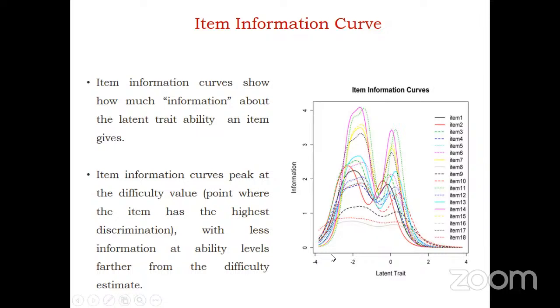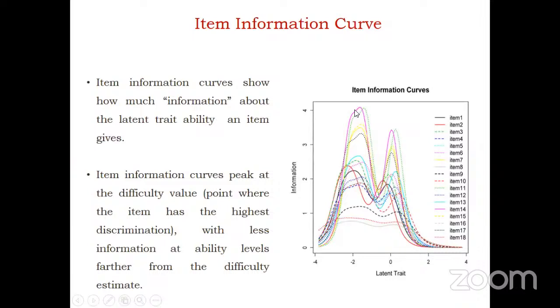And when you are trying to plot each of these items on this entire theta level, you can see how much information you are getting at what point. Okay, so for example, here you have 18 items plotted here. So this particular item here, I hope all of you are able to see the cursor moving.